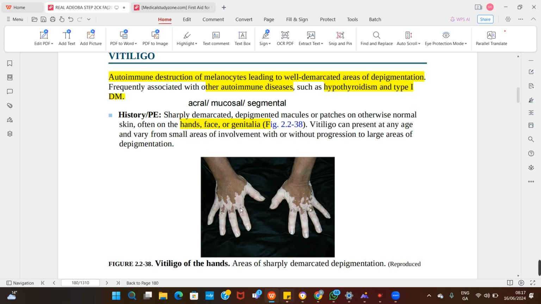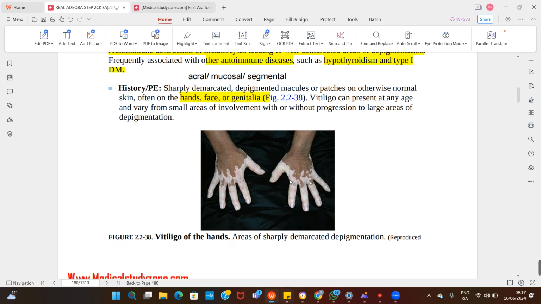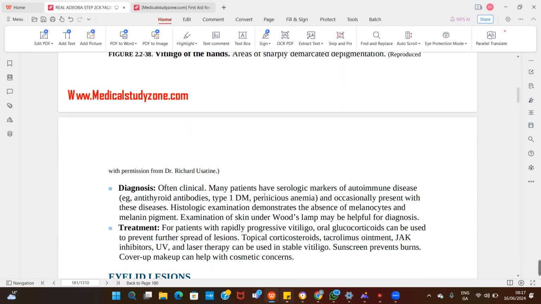You just see this hypopigmented lesion because the melanocytes in that area have been taken out. There's autoimmune destruction of the melanocytes. Vitiligo is an autoimmune disease. So it can affect the hand, the face, the genitalia, right? And it usually starts at any age, but it progresses slowly, and you can have repigmentation in some situations, right?